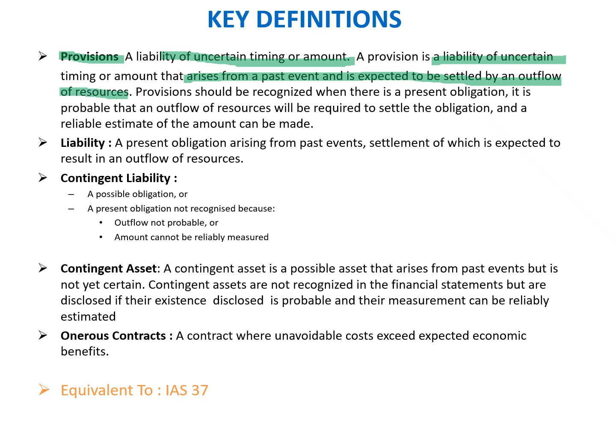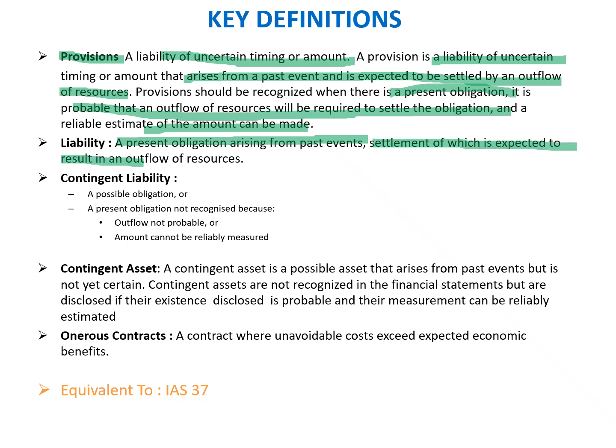So which means that there's a probability that it has to be settled through the outflow of the cash or the resources. Provision should be recognized when there is a present obligation. It is probable that an outflow of the resources will be required to settle the obligation, and the reliable estimate of amount can be made. When we talk about the liability, liability is a present obligation arising from the past event, settlement of which is expected to result in outflow of the resources.